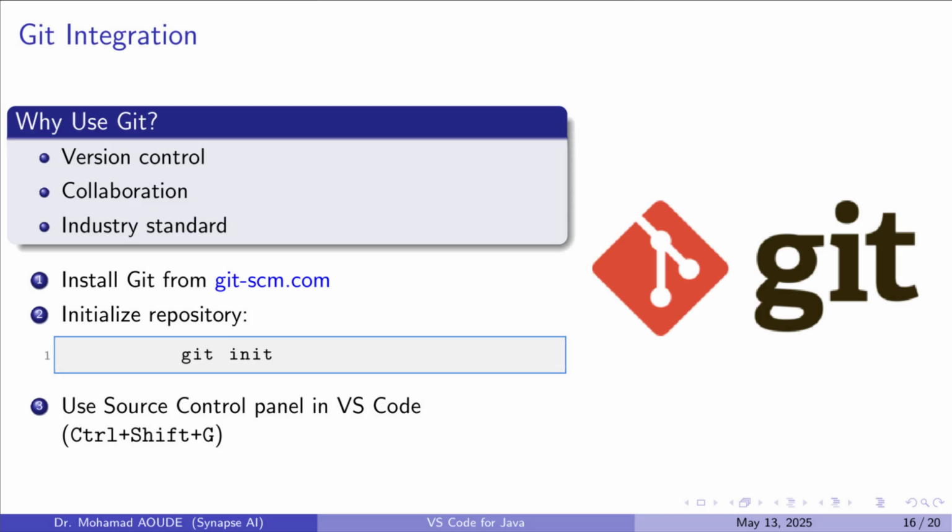Then, use the Source Control panel in the VS Code sidebar, Ctrl plus Shift plus G, to manage your code. You can stage changes, select files to track, write commit messages describing the changes, and commit them to save snapshots of your project's history. Learning Git is a valuable investment for any programmer.